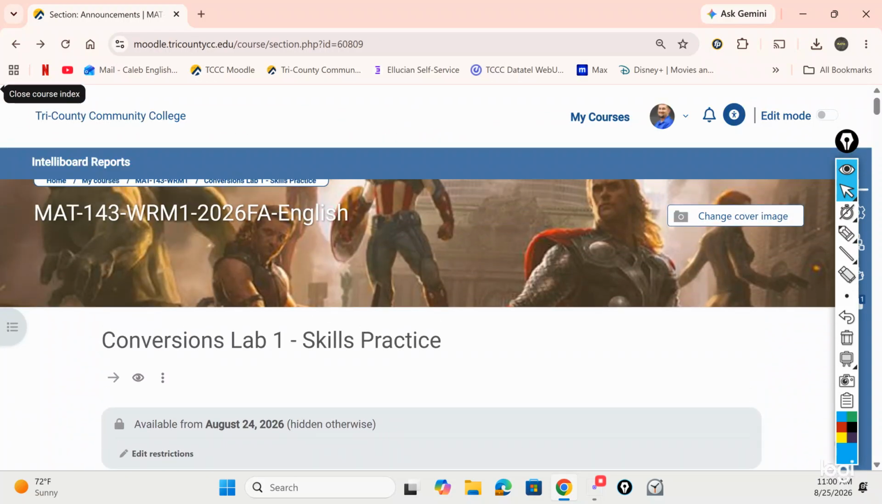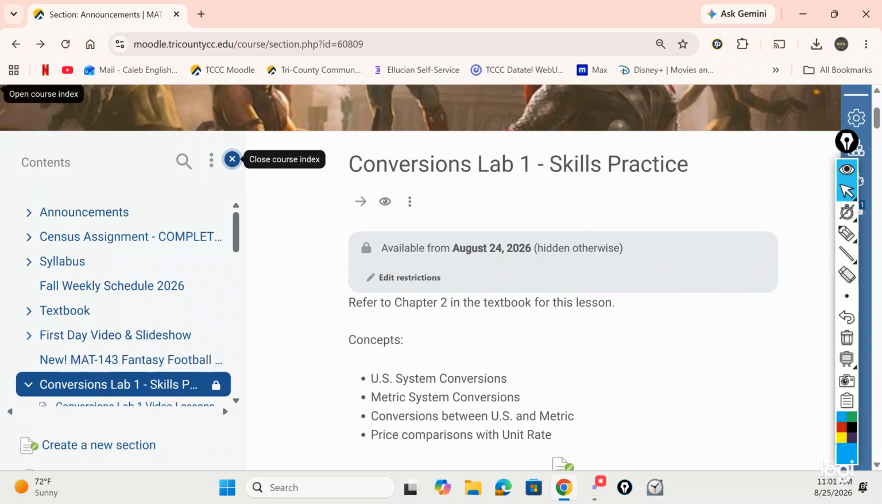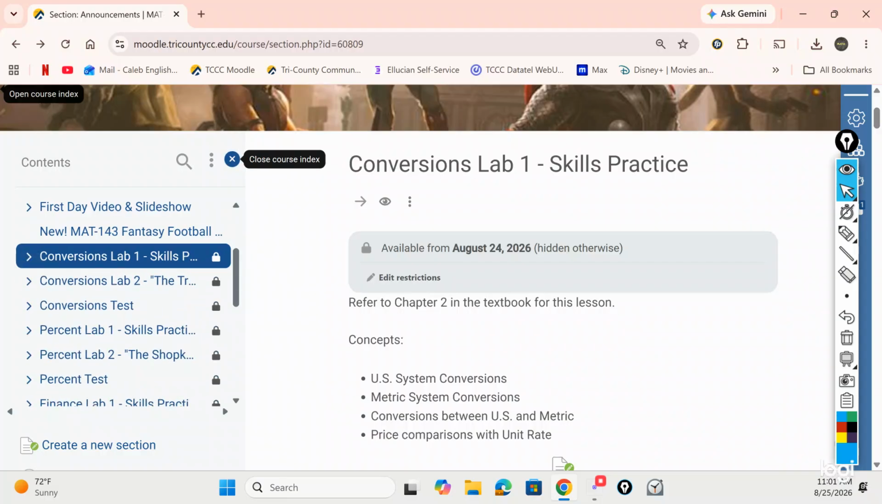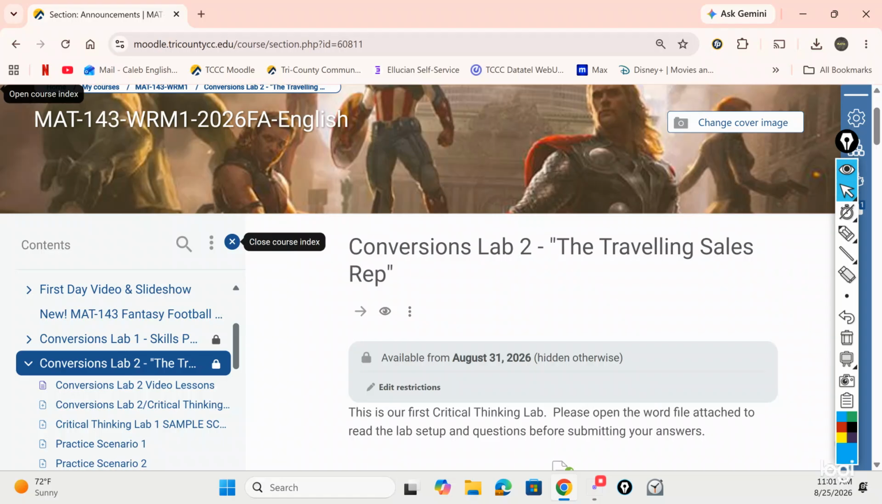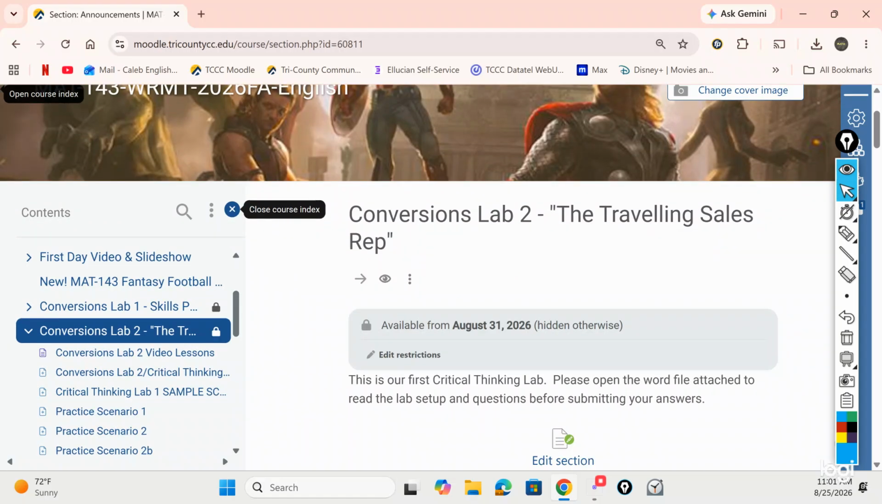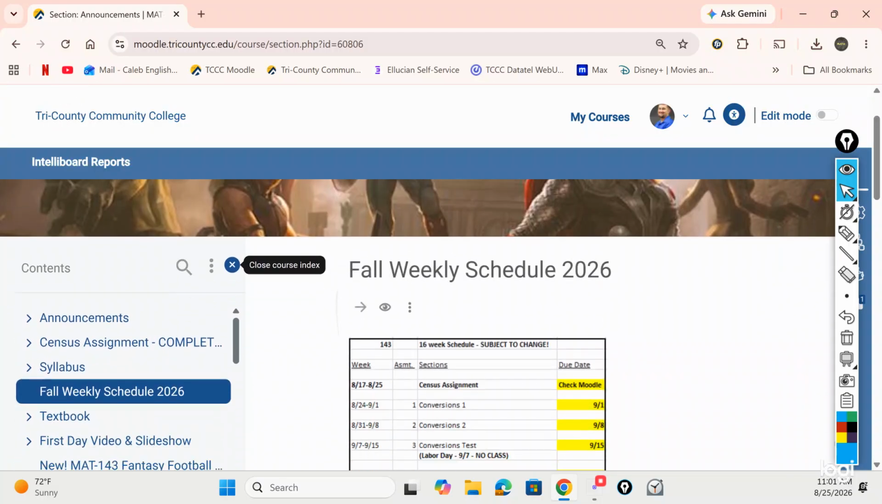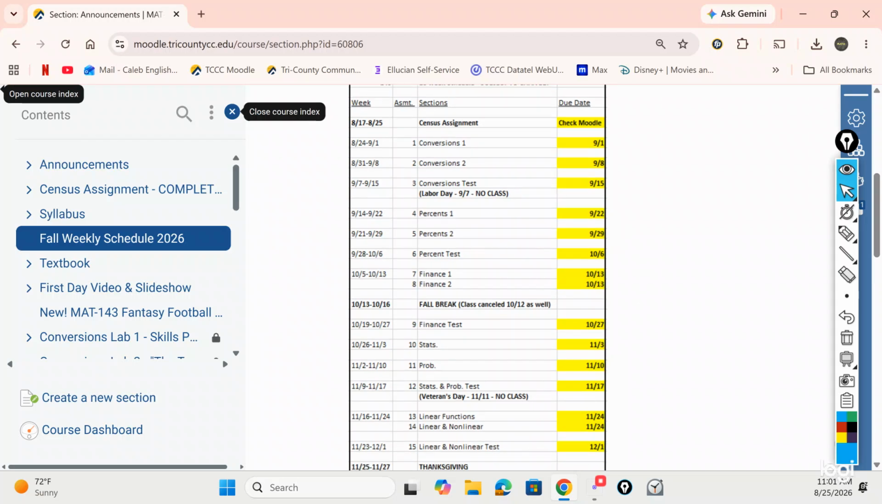On August 31st, everybody, all my sections that are late start and regular start, all of them will be able to see Conversions Lab 2. It's just that with the late starts, you guys will need to complete Conversions Lab 1 before you do Conversions Lab 2 so that it'll be a little bit easier on you. But after that, the late start should be on the 1 lesson a week plan until everybody gets to the Finance 1 and Finance 2.